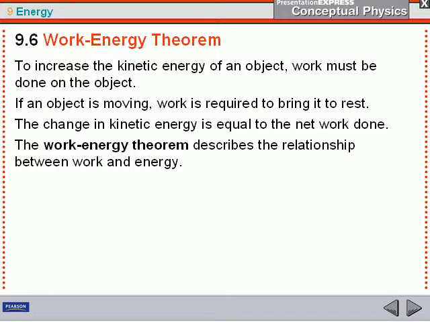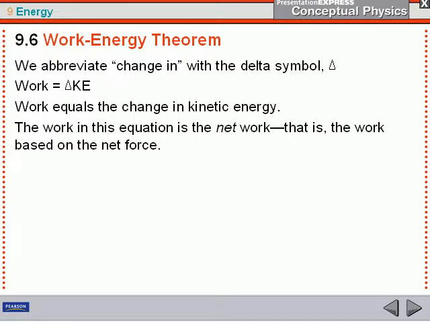So this change of kinetic energy, the amount of it, is equal to the amount of work that you do on the object. And the work energy theorem describes this. So let's use the symbol delta, which we know means change in. So we're going to say work is equal to the change in kinetic energy. So that means the work on the object will change the kinetic energy, and in this case, the work that we do will be the force that you apply on the object.